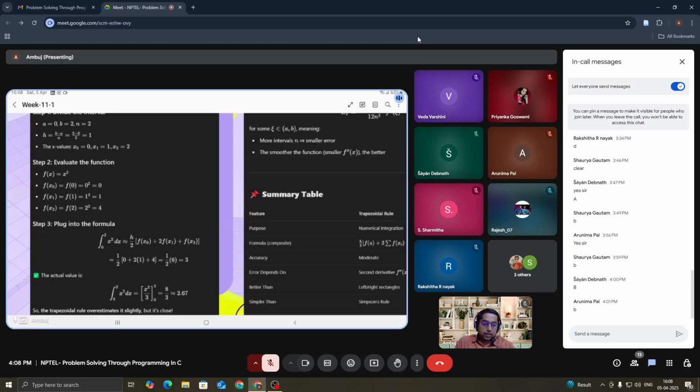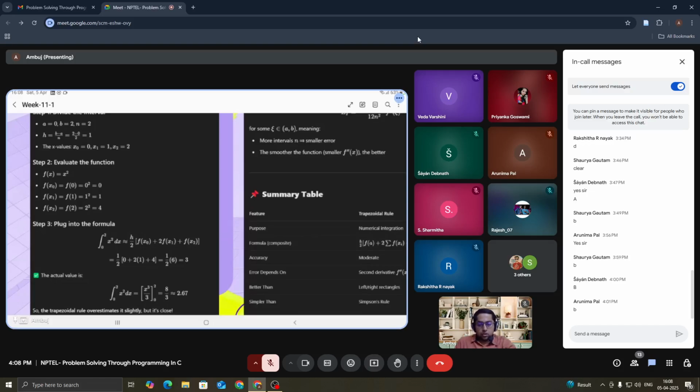The actual value is the definite integral from 0 to 2 of x squared dx, which equals x cubed by 3. Plugging in the limits 0 to 2, you get 8 by 3, which is 2.67. So definitely the trapezoidal rule is overestimating. Some error will be there, but you will be able to achieve the desired accuracy.